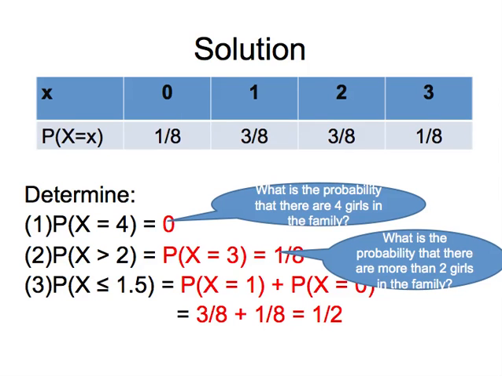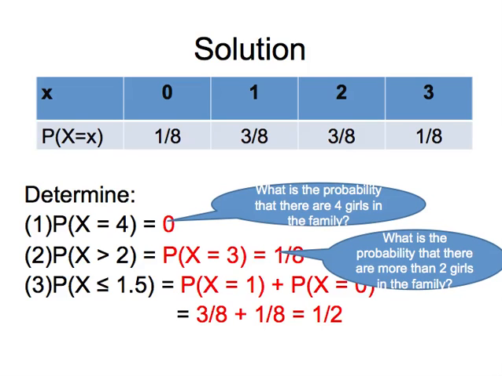Now, the probability that x is equal to 4 is equal to 0. There's no chance that there'll be 4 girls in a family of 3 children. So that probability is equal to 0. And also, the table shows all the possible values of x. x cannot be equal to 4. x can be equal to 0, 1, 2, or 3. Anything outside of that would have a probability of 0.